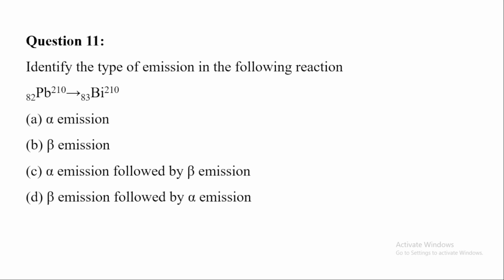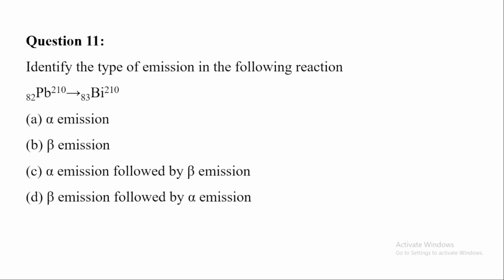So is it an alpha emission, beta emission, alpha emission followed by beta emission, or beta emission followed by alpha emission? I have told you in the first question what an alpha particle was. Alpha particle was equivalent to a helium nuclei. So in an alpha emission, the atomic number decreases by 2 and the atomic mass decreases by 4. In this case, if it was an alpha emission, your 82 would have become 80 and 210 would have become 206. But your 82 is increasing.